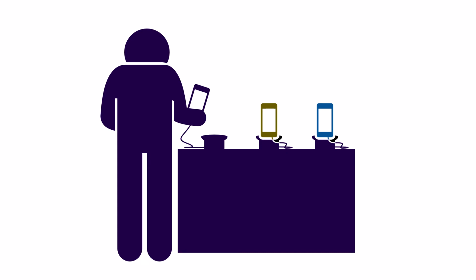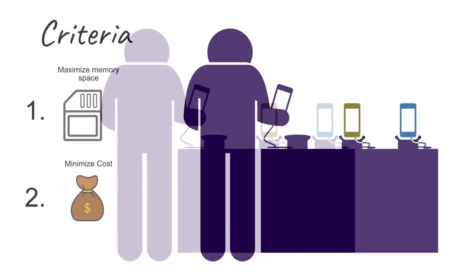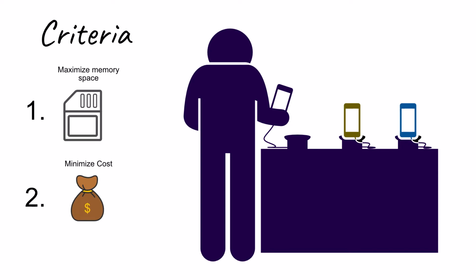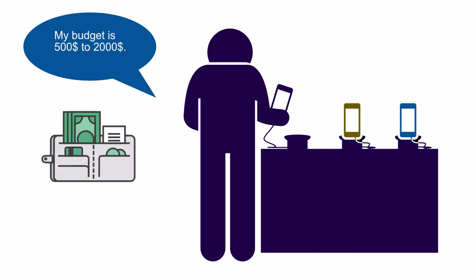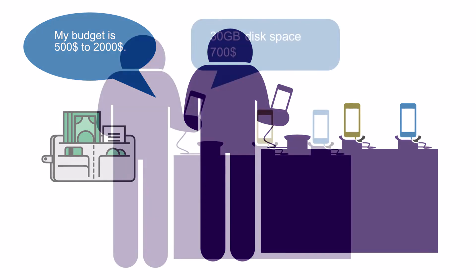Say you want to purchase a new phone. You have just two objectives. Number one, maximize hard disk space. Two, minimize cost. But you know that you have a total of 20 gigabytes of data to store. A maximum of 35 gigabytes will be more than enough. Your budget starts from $500 up to $2,000.